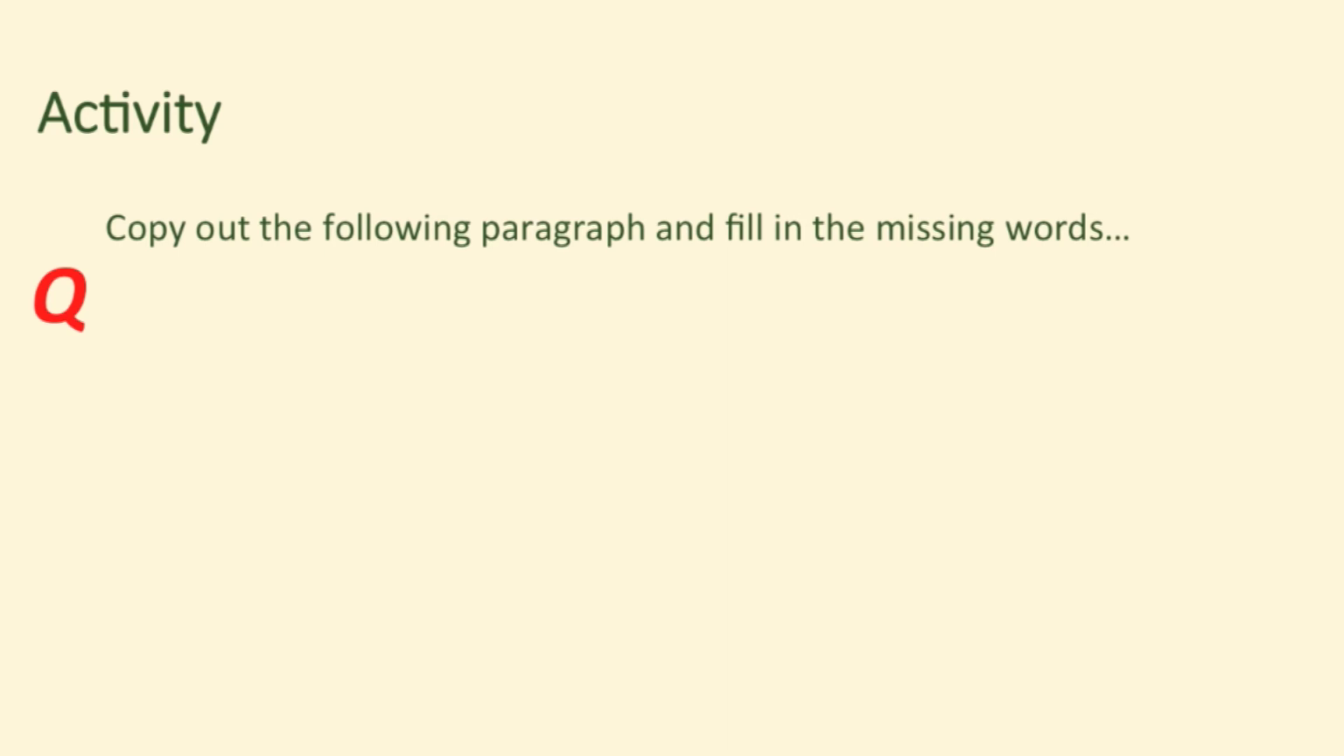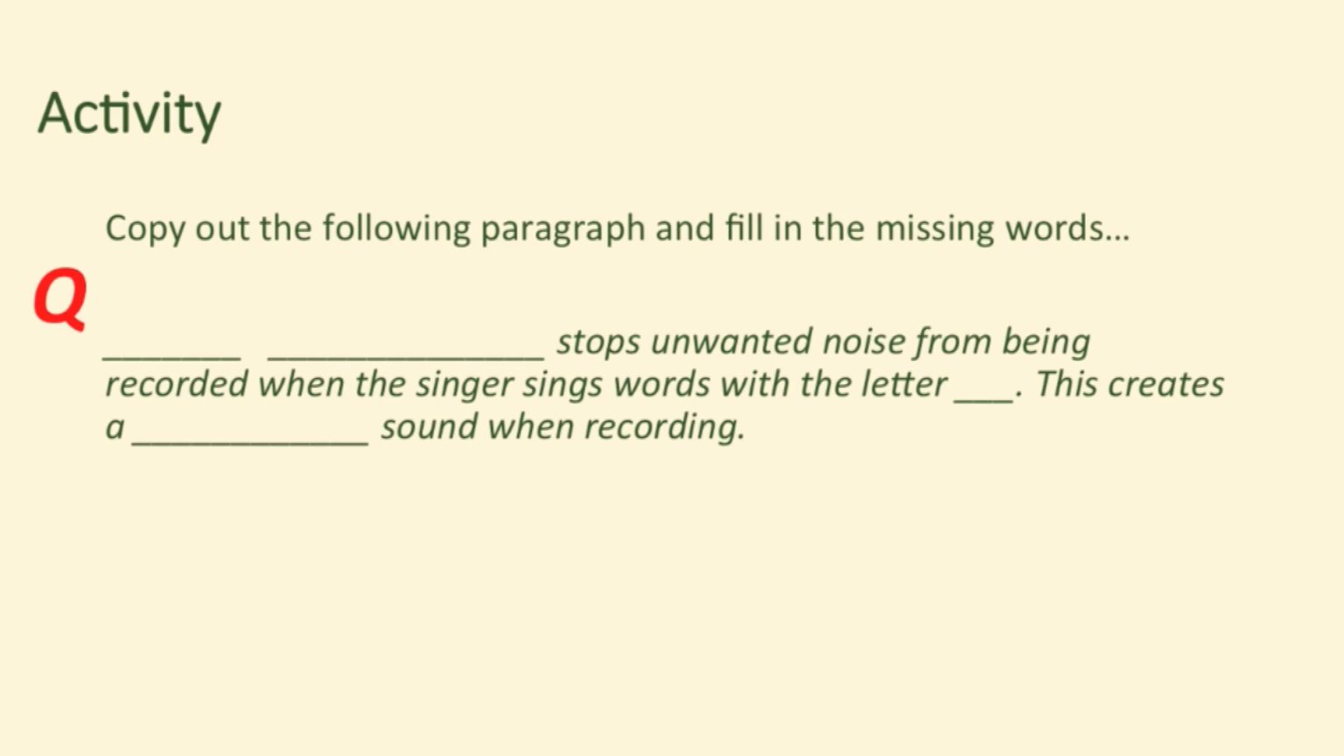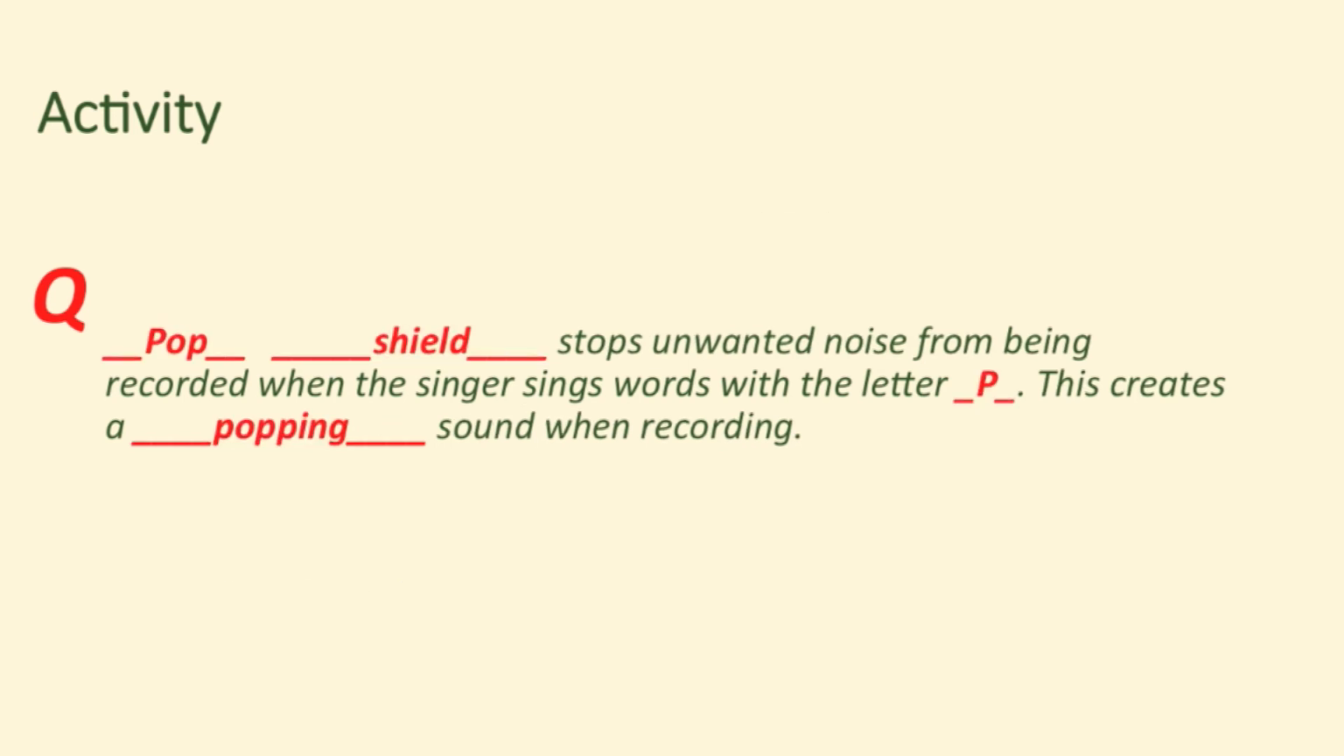Copy out the following paragraph and fill in the missing words. Blank blank stops unwanted noise from being recorded when the singer sings words with the letter blank. This creates a blank sound when recording. Fill in the missing words now and pause the video while you answer. Pop shield stops unwanted noise from being recorded when the singer sings words with the letter P. This creates a popping sound when recording. Green pen that answer now.